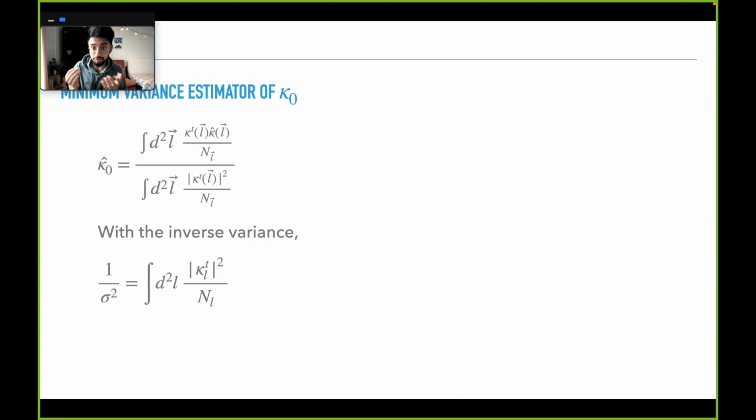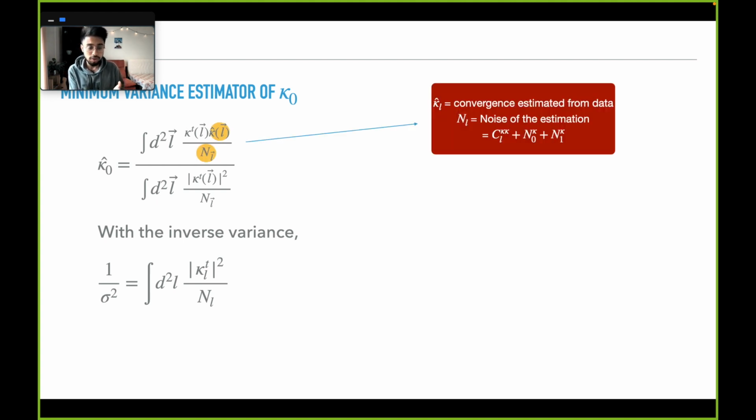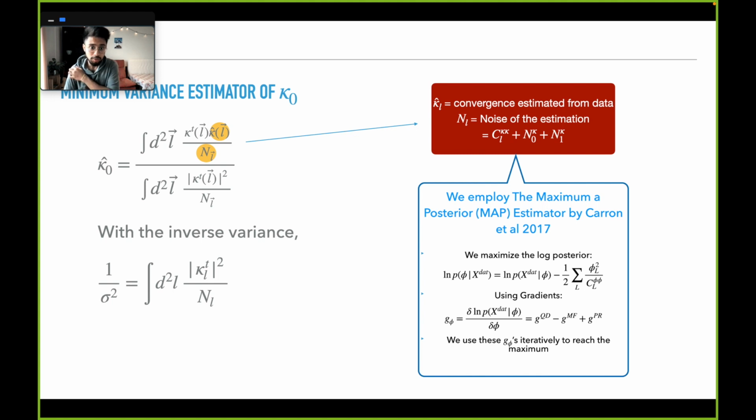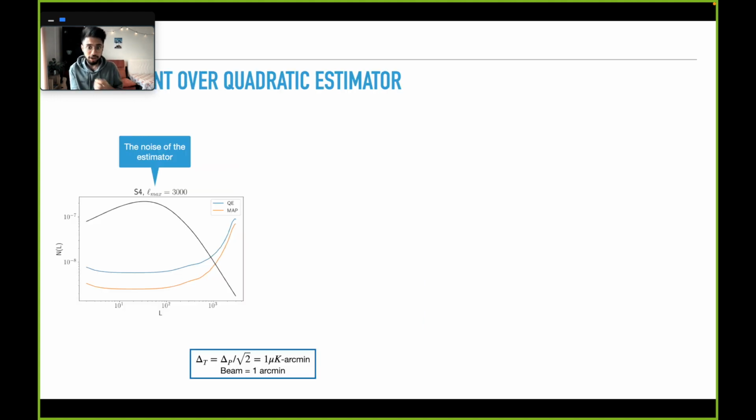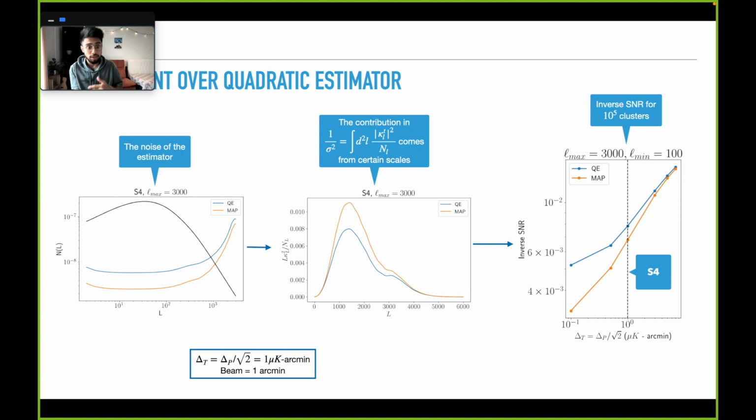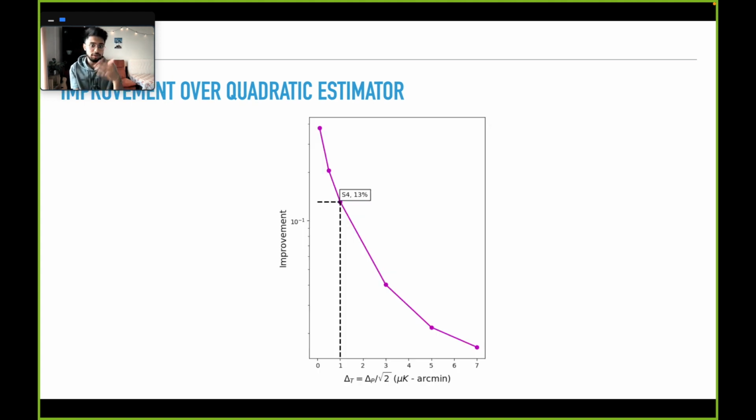It has a minimum variance estimator, which is made of the lensing estimate from the observed CMB. Here we use the MAP, or maximum a posteriori, estimator instead of a quadratic estimator, and this makes a significant difference when you think about low noise experiments like CMB-S4. What happens is that it suppresses the noise in the lensing estimate, and as a result it suppresses the noise in the mass estimate as well, and you see a 13% improvement in an S4-like experiment.